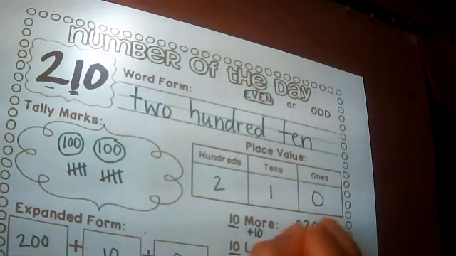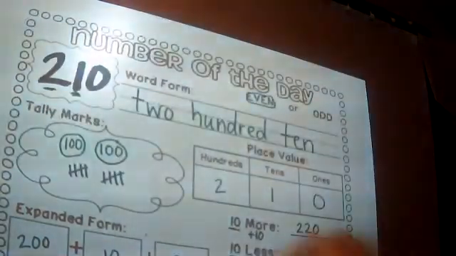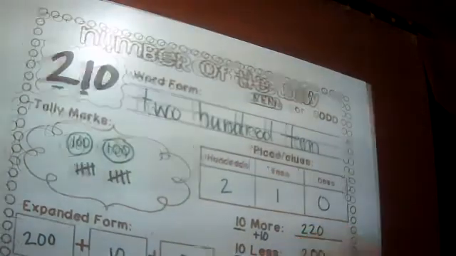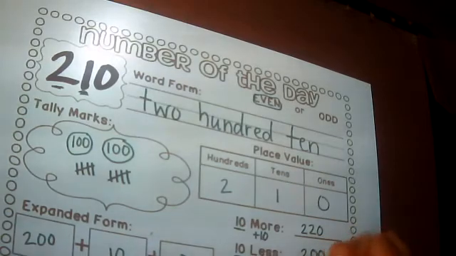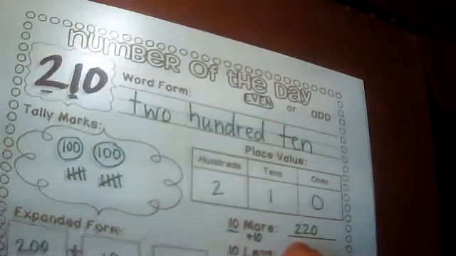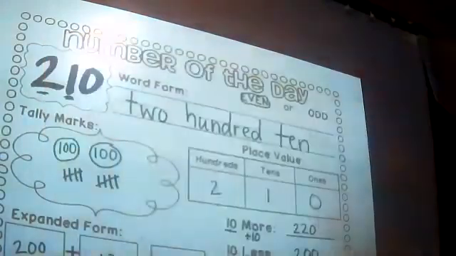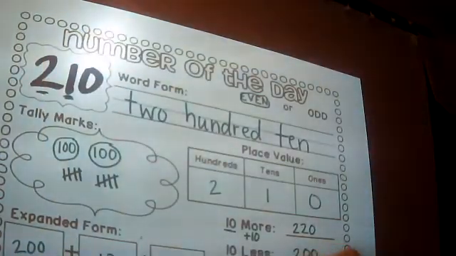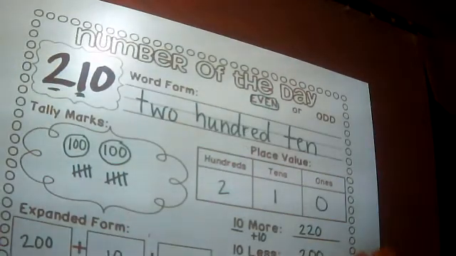For 100 more, you're looking at the hundreds place, and you're going to add 100. So that would be 310. 100 less, again, you're looking at the hundreds place, and it would be taking away or subtracting 100, which would be 110.